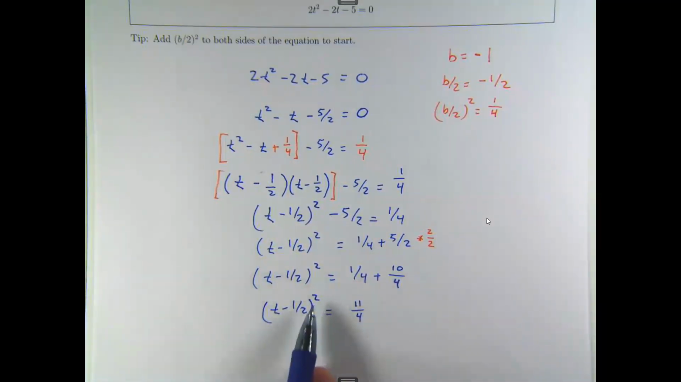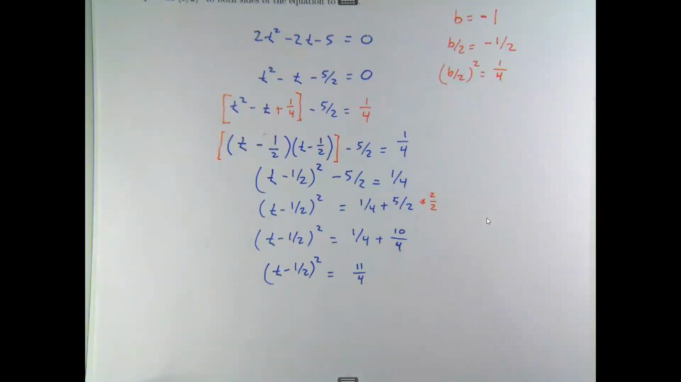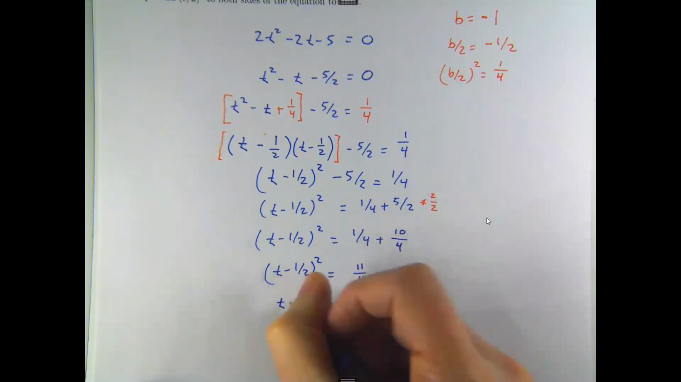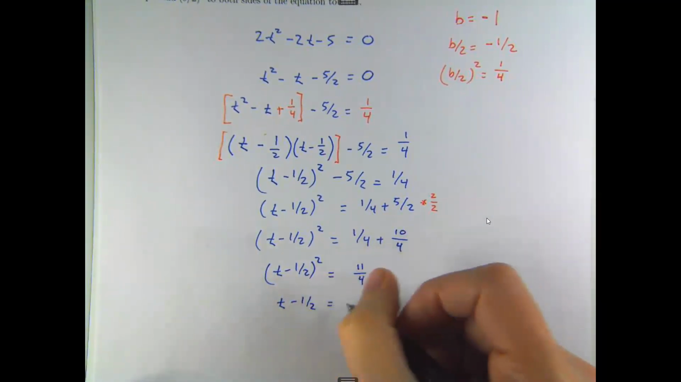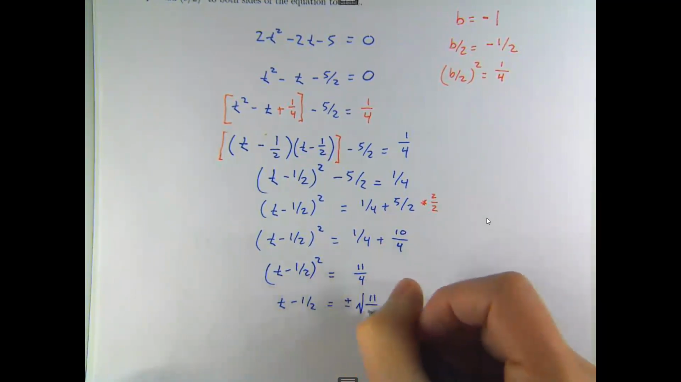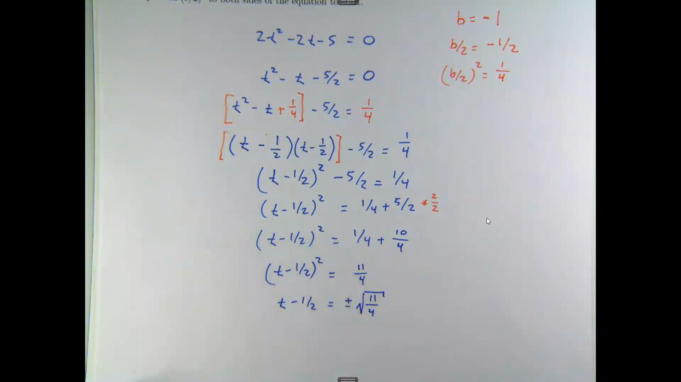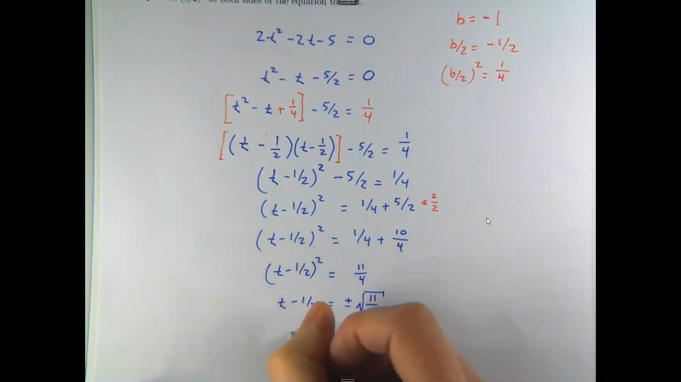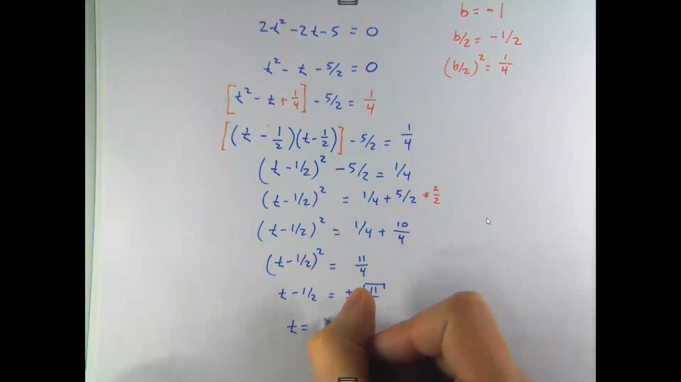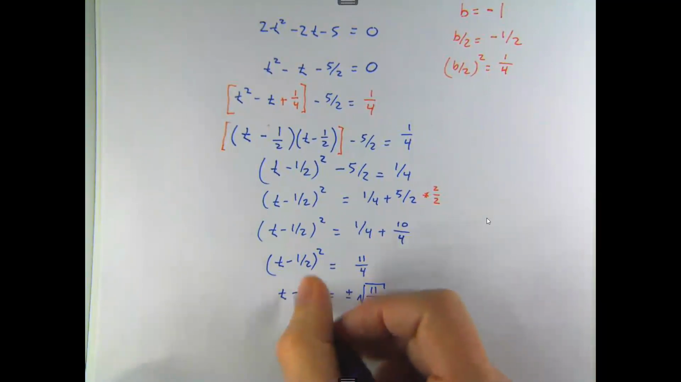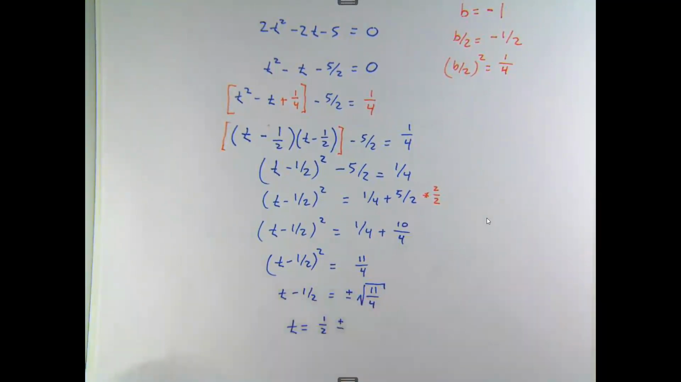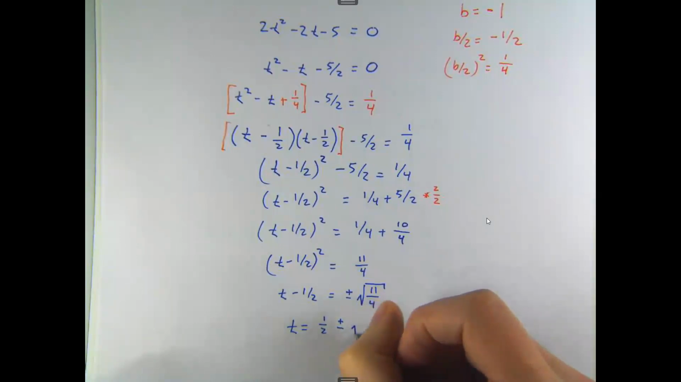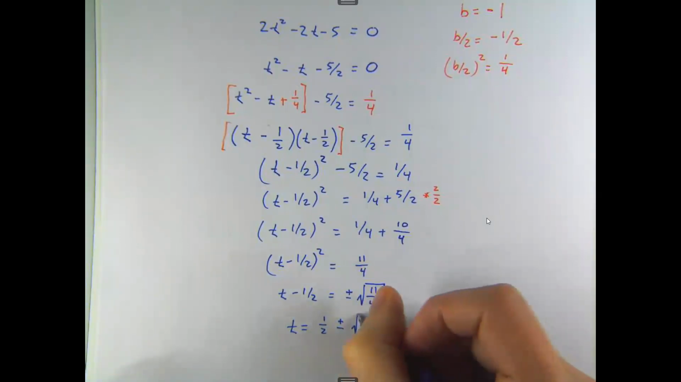I need to get rid of the square. The way I do so is by taking the square root. So I have plus or minus the square root of 11 over 4. And now if I want to get rid of the subtraction, I can add this to the other side. So I have 1/2 that was negative on this side, so it's positive on the other side. Plus or minus the square root of 11 over 4.